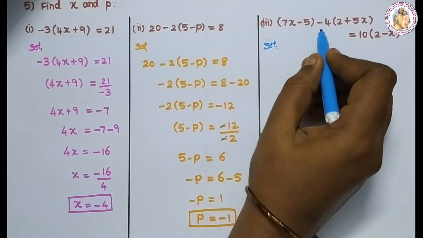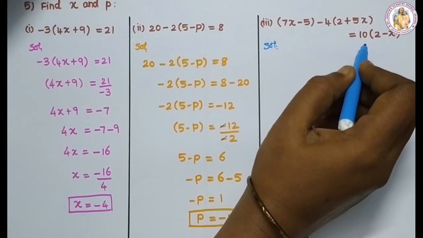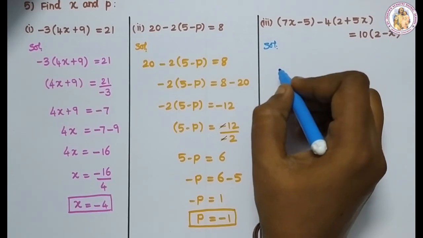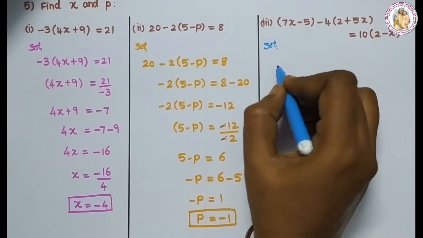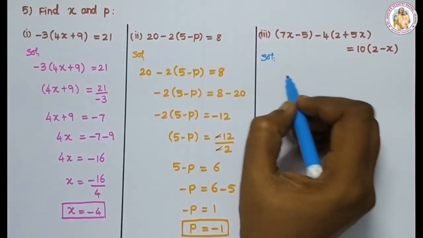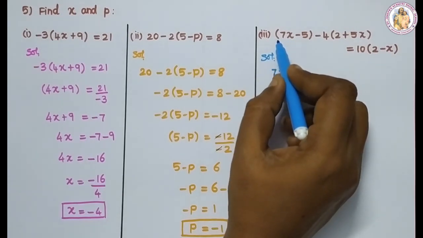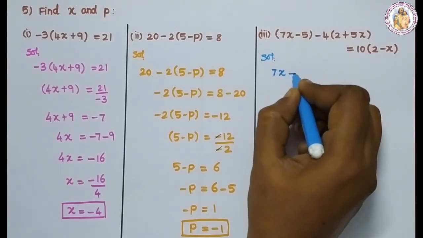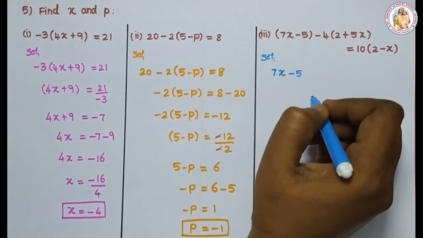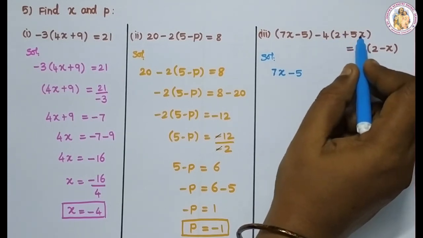7x minus 5 minus 4 into 2 plus 5x equal to 10 into 2 minus x. Listen here. Seven x minus 5. Remove the bracket because before the bracket nothing is there. Now next step is minus 4 is multiplied with these two numbers.